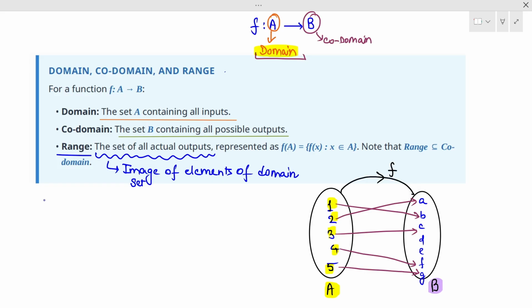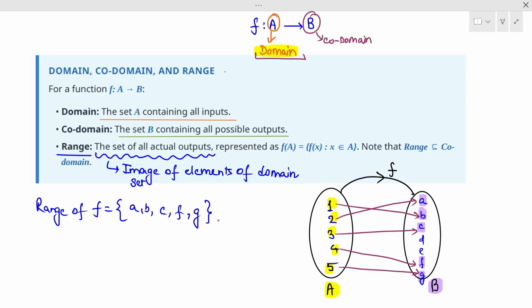For example, if we want to write here the range set, what will be the range of F? So for that you see where the images are, right? So A, B, C and F and G. So A, B, C, F and G.